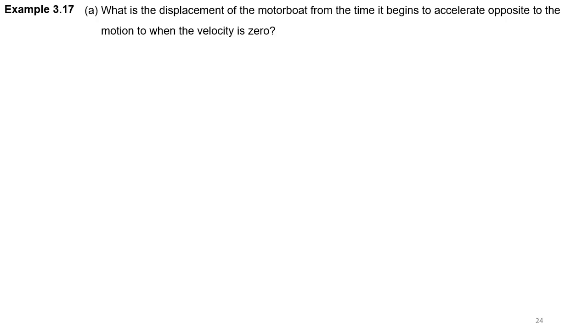The last question: what is the displacement of the motorboat from the time it begins to accelerate opposite to the motion, that means applying the brake, to when the velocity is 0? That means from the time the driver applies brake, the boat moves a certain distance and the boat's velocity becomes 0. So what is the distance traveled during that motion?